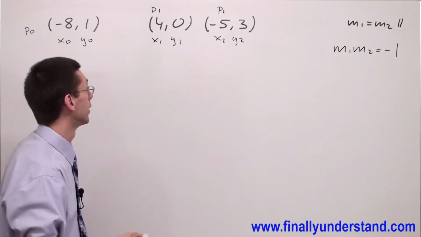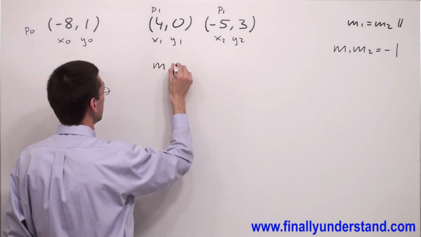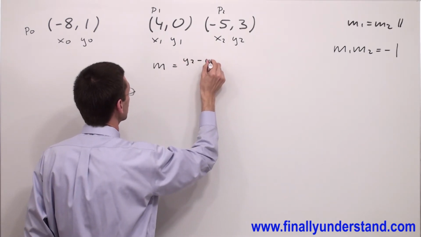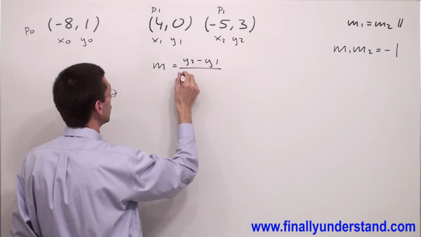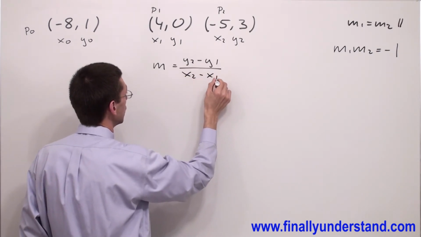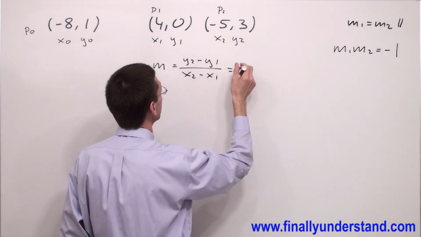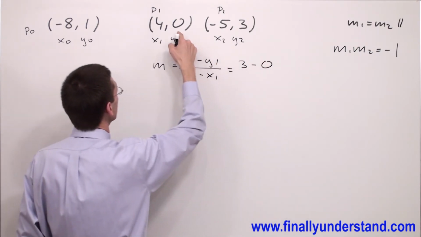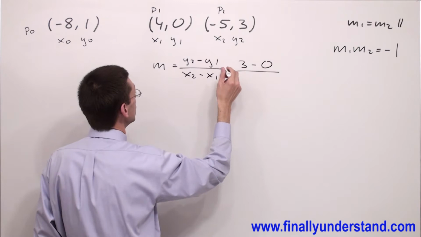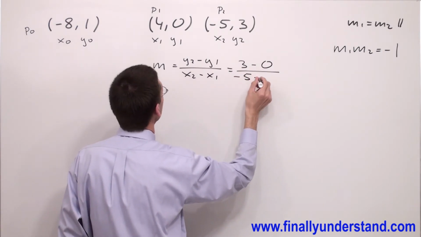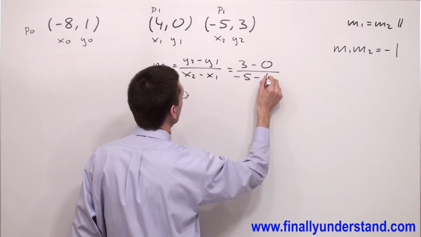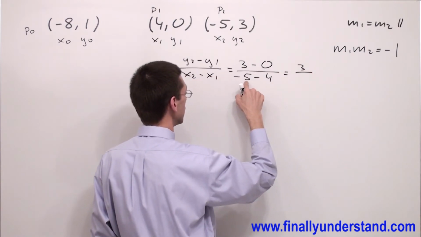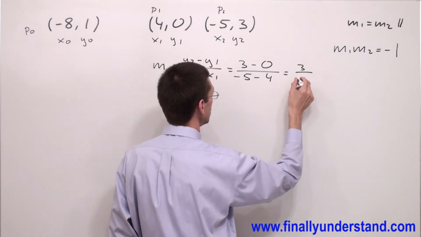The formula for slope says slope is equal to the difference of y coordinates, y2 minus y1, over the difference of x coordinates, x2 minus x1. Now I'm supposed to plug in the numbers, so I have y2 equal to 3 minus y1, which is equal to 0, over x2, which is equal to -5, minus x1, which is equal to 4. 3 minus 0 is equal to 3, and -5 minus 4 is equal to -9.